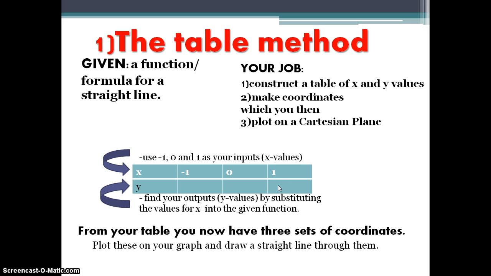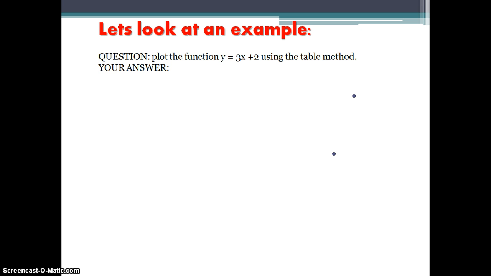If your line isn't straight, little hint, you've done something wrong. So go back and check what you've done. All of these lines should be straight. Let's look at an example. The question we've got: plot the function y equals 3x plus 2 using the table method.